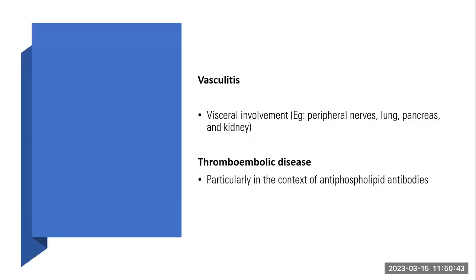And then it's common to get vasculitis. When there is vasculitis, it could affect any system. And then thromboembolic disease could coexist when there are antiphospholipid antibodies. So it is advised to screen for coexisting antiphospholipid antibodies in all SLE patients.